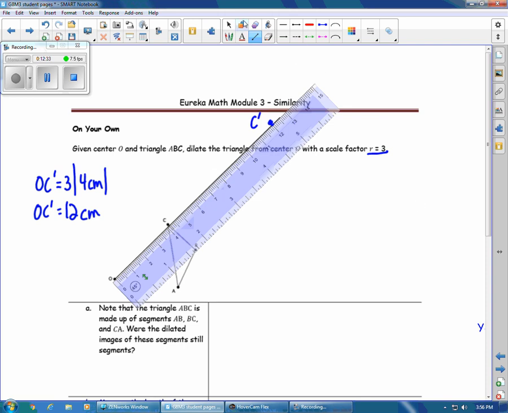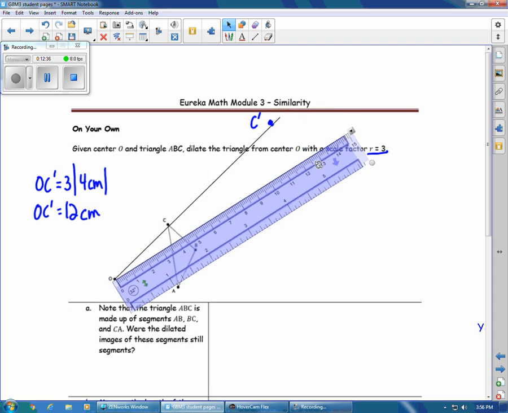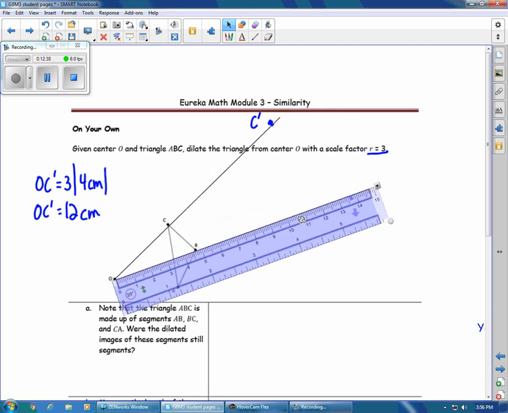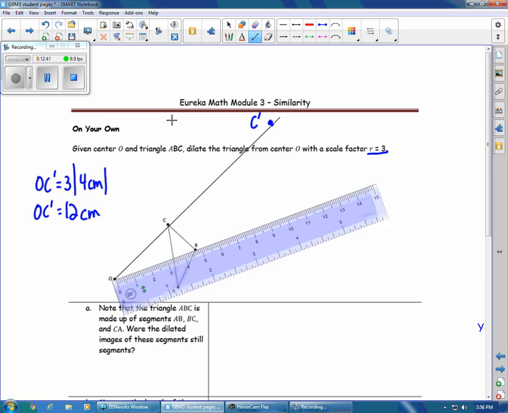So what I would like you to do now, if you are comfortable, is go ahead and dilate point B and A on your own. Again, doing the same thing we've been doing, starting at the center of a dilation, drawing a line through the point that you're dilating and beyond, and then OB prime is equal to the scale factor of 3 times the original length. We're looking at about, looks like 4.6 to me. So 3 times 4.6 is 13.8.